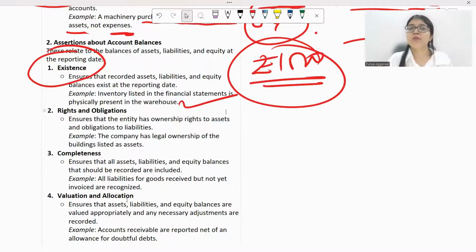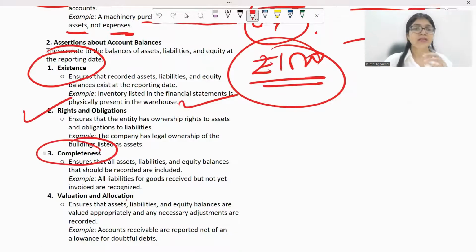Because again, the same problem can happen that हो सकता है वो बिल्डिंग वहां पे एग्जिस्ट करती हो, so you can cross verify the existence, but हो सकता है that building is not in the name of the company, due to which our rights and obligations assertion will not be satisfied, right? So the company has legal ownership of the buildings listed as assets. So if you have listed them as assets, you should also have the ownership rights of that particular building or the asset that you have, right? So that is your rights and obligations assertion.